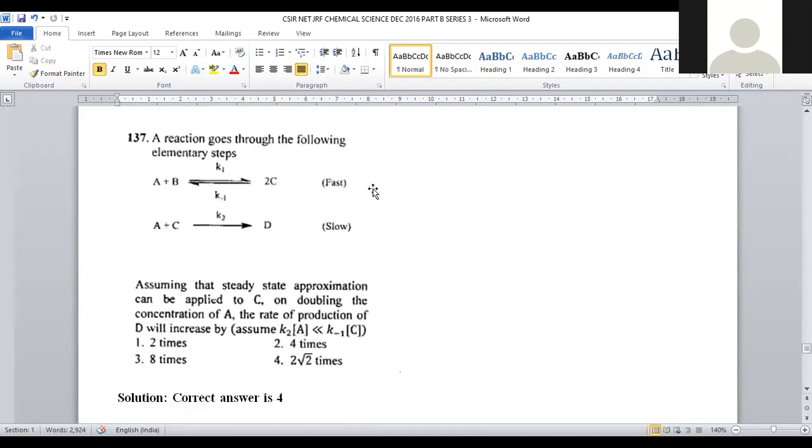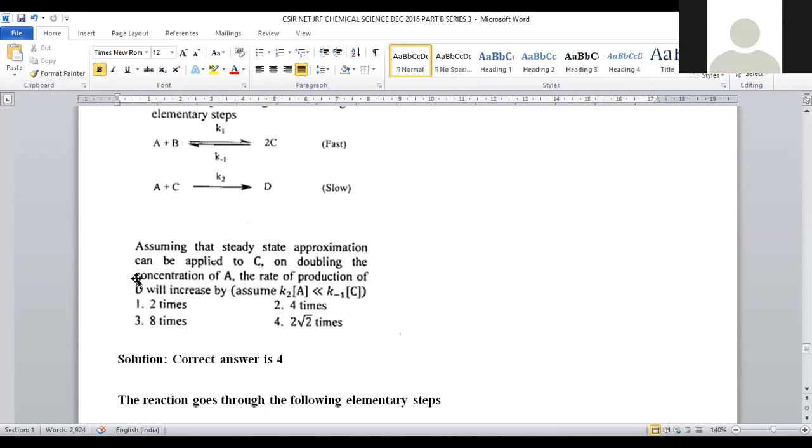Let us move on to question number 137. The reaction goes through the following elementary steps. A plus B gives rise to 2C. A plus C gives rise to D. A plus B gives rise to 2C is the fast reaction, with K1 as the rate constant. In order to convert this intermediate back into starting material, the K inverse rate constant is employed. A plus C gives rise to D as the product. This proceeds with the K2 rate constant. This is the slow step in the reaction.